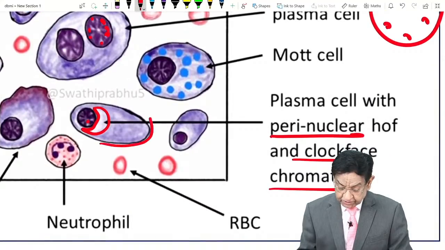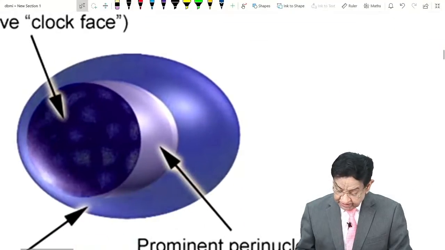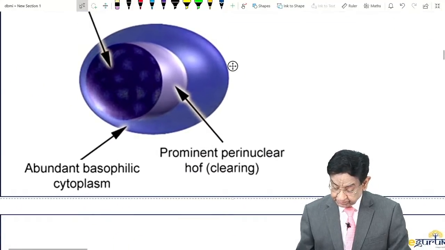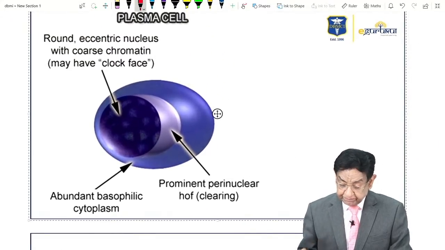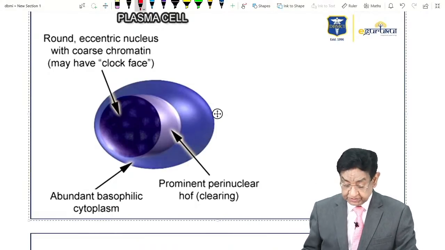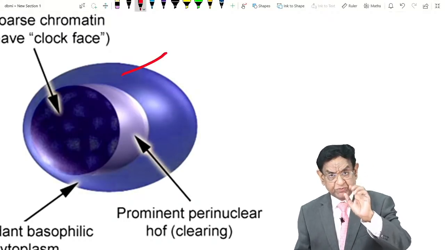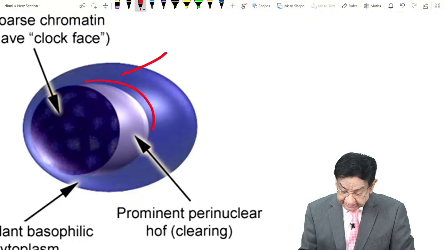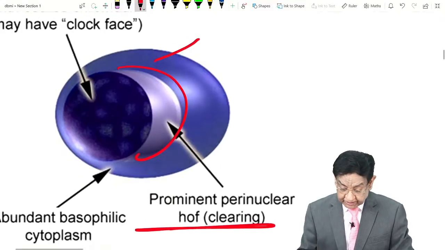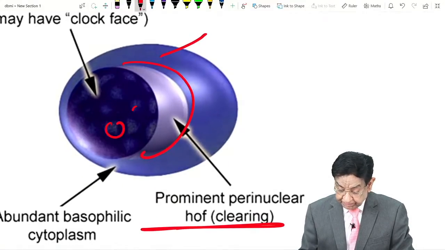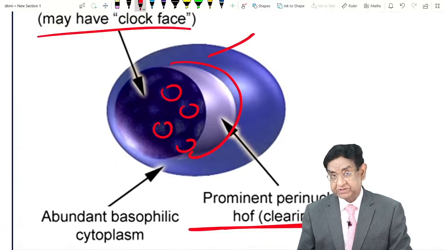Remember, the cytoplasm is looking quite blue. It's basophilic. And now, look into this picture. We are getting an eccentrically placed nucleus. And this is blue color, basophilic cytoplasm. We are getting clearing around the nucleus, and you are typically getting all these black so-called clock face type of nuclei there.